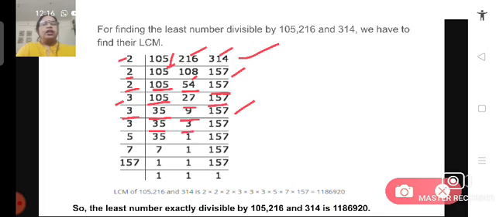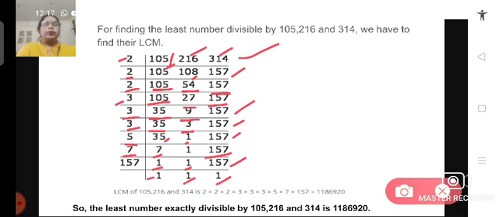9 is divided by 3, we get 3 and 157 is written as it is. Again we take 3 and 35 and 157 will be written as it is and 3 divides itself, we get 1. Now we take the next prime factor 5, 5 divides 35, we get 7 and we write 157 as it is. Next prime factor to be taken is 7, 7 divides itself, we get 1, 1 will be written as it is and 157 can be divided by itself, we get 1 in the last row.